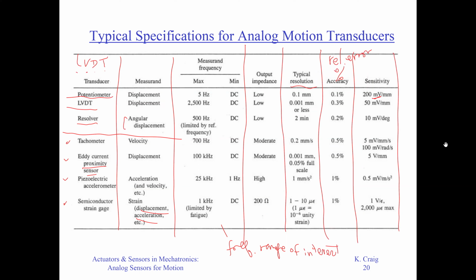So let's summarize, okay? When you have a sensor, what do you care about? The zeroth thing you care about is what are you trying to measure. First, what's the frequency range to be effective. Then the output impedance, the higher, the better. And the wider, the better for the range. The resolution, of course, the smaller, the better. So you can see there's some orders of magnitude difference. For potentiometer, you can do 0.1 millimeter. But for LVDT, you can do 0.001 millimeter or less.